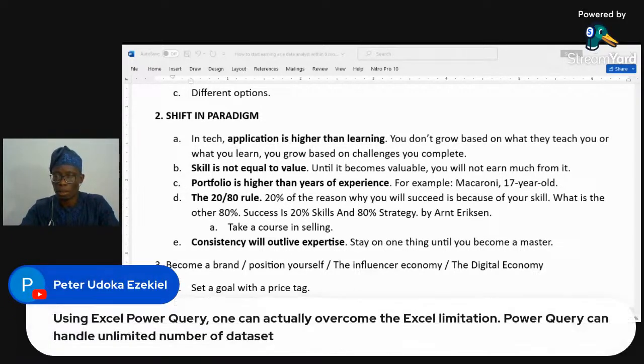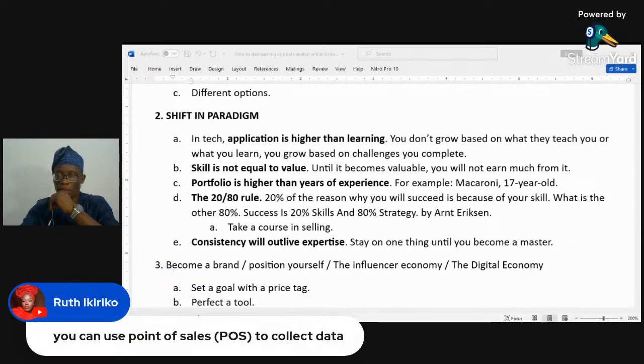Using Excel Power Query, one can actually overcome the Excel limitation. Power Query can handle an unlimited number of data sets. You can also use point of sale to collect data, for example when people come to a boutique or a mall to buy things. When they scan the product, you make payment and the receipt comes up. That's data they are collecting.